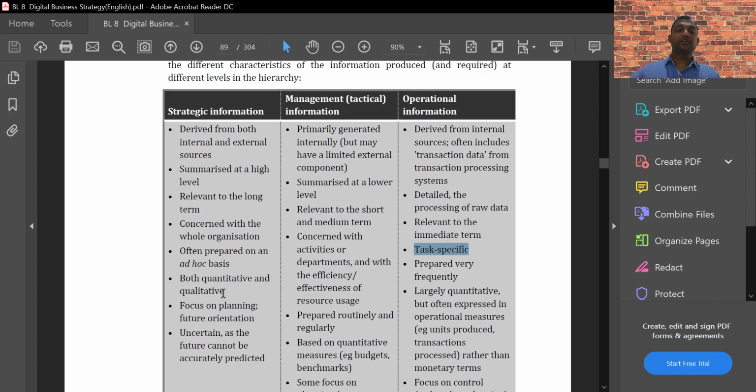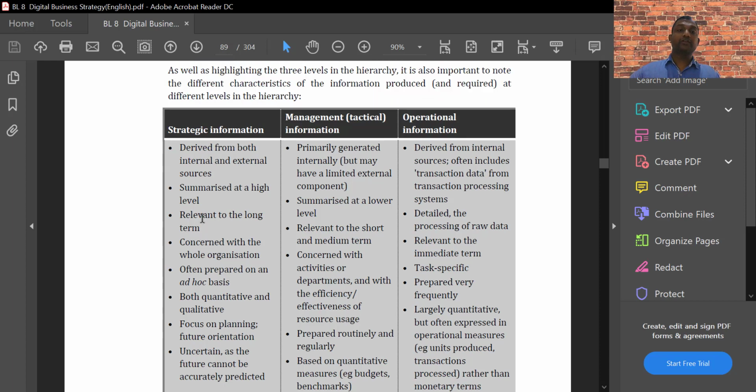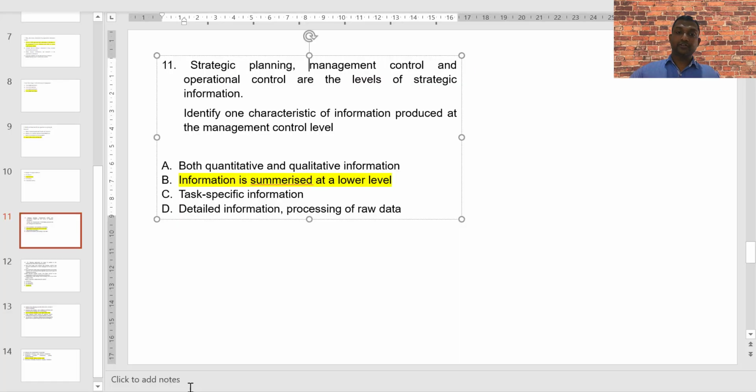Both quantitative and qualitative information is used here. So that is part of the strategic information. When you look at management information and the nature of it, you can see information is summarized at a lower level. That is the one characteristic which is relevant to management control level information. All the other characteristics are relevant to other types of information. So for question number 11, the answer is B.